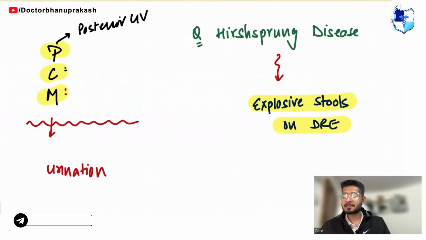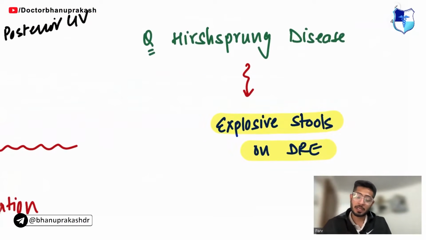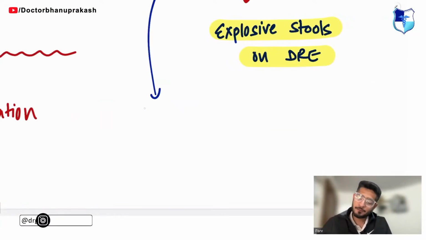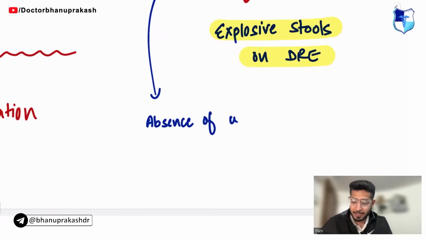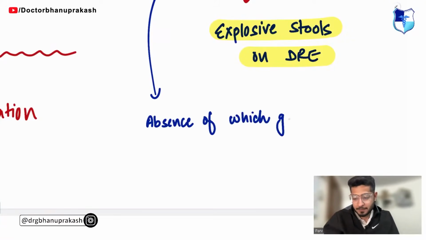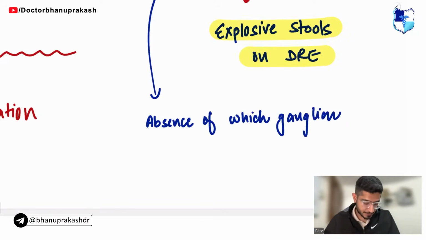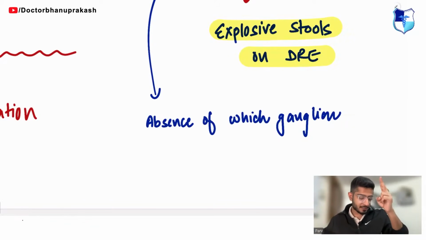Let me ask you a question. In Hirschsprung disease, there is an absence of which ganglion? Absence of which ganglion is there in Hirschsprung disease? Keyhole sign is there. Meissner's is the correct answer. Auerbach is the other name for that.